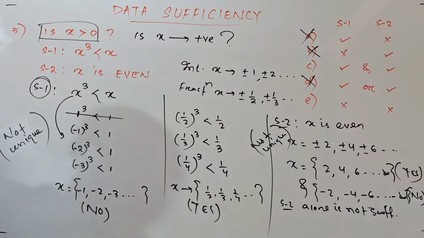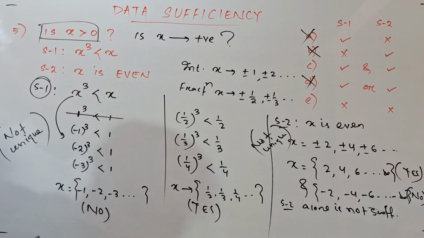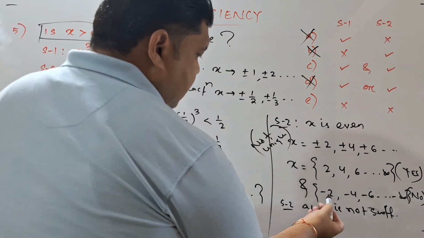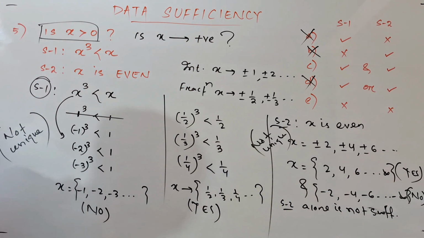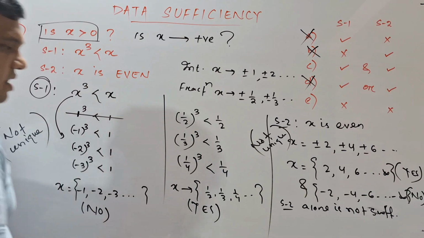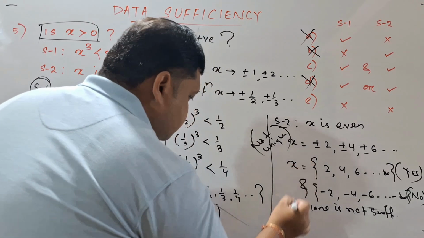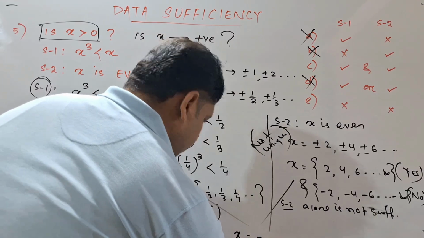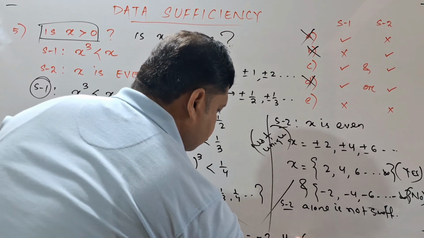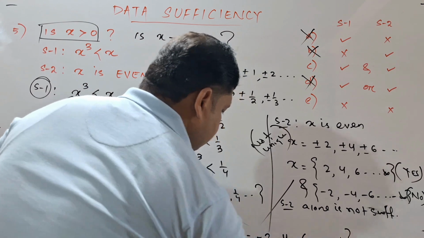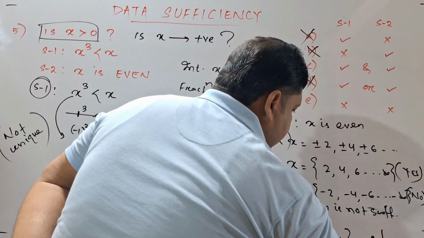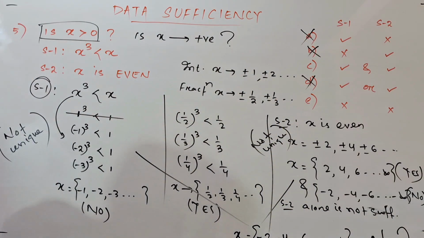If I combine these two statements, x is equal to the fraction values from statement 1, and from statement 2 x is equal to 2, 4, 6 up to infinity and minus 2, minus 4 up to minus infinity. If I combine statement 1 and statement 2, x is equal to minus 2, minus 4, minus 6 up to minus infinity. Is x positive? You said no. Straightforward answer.